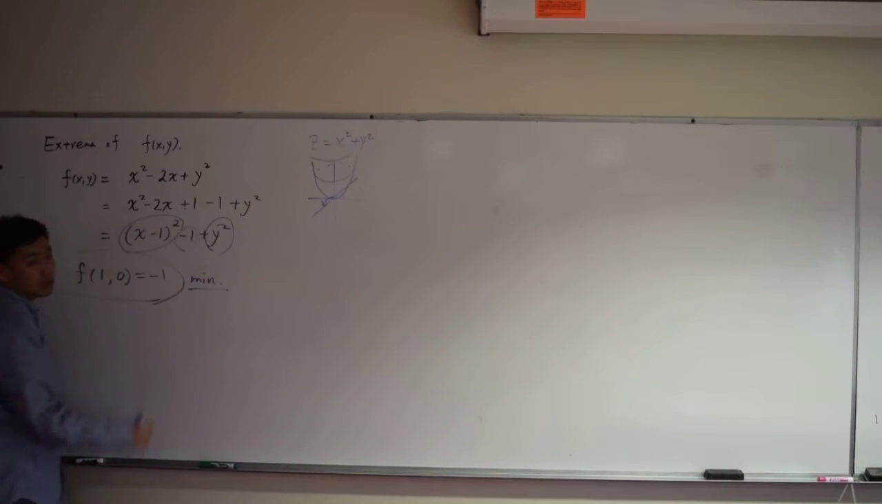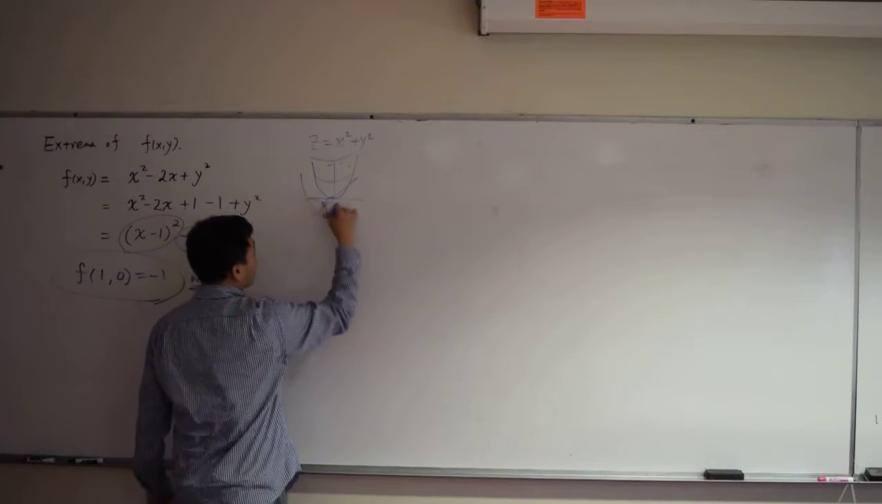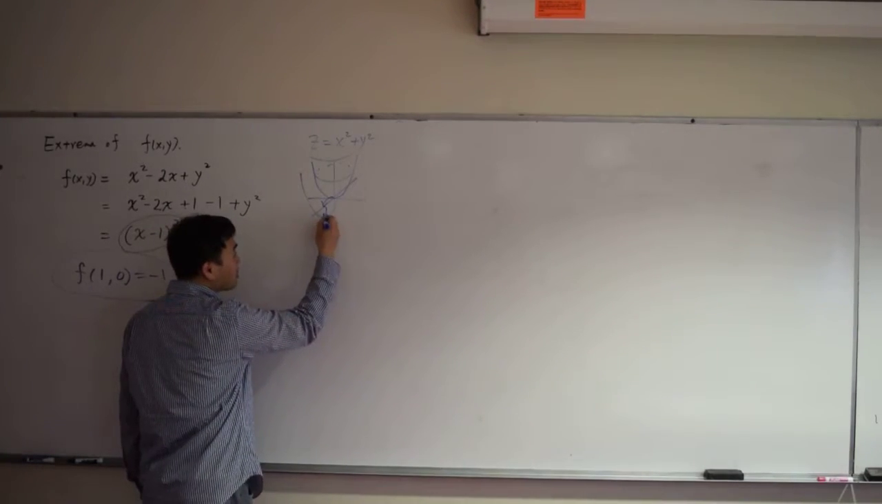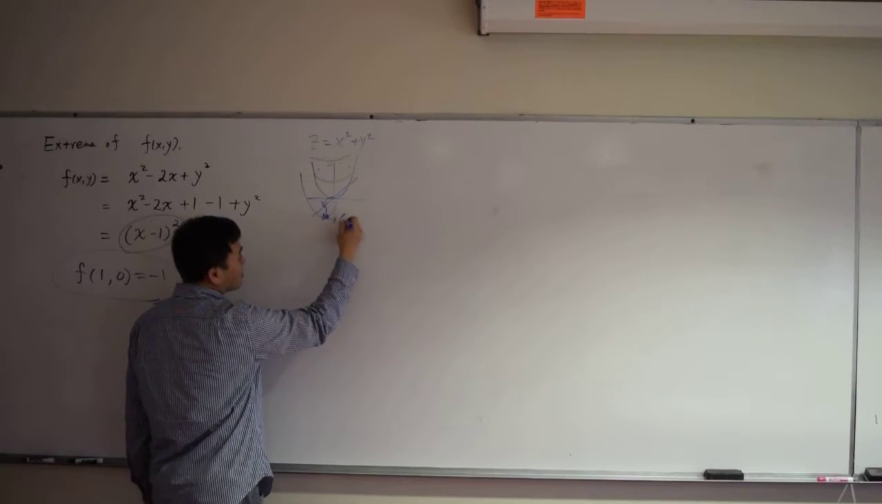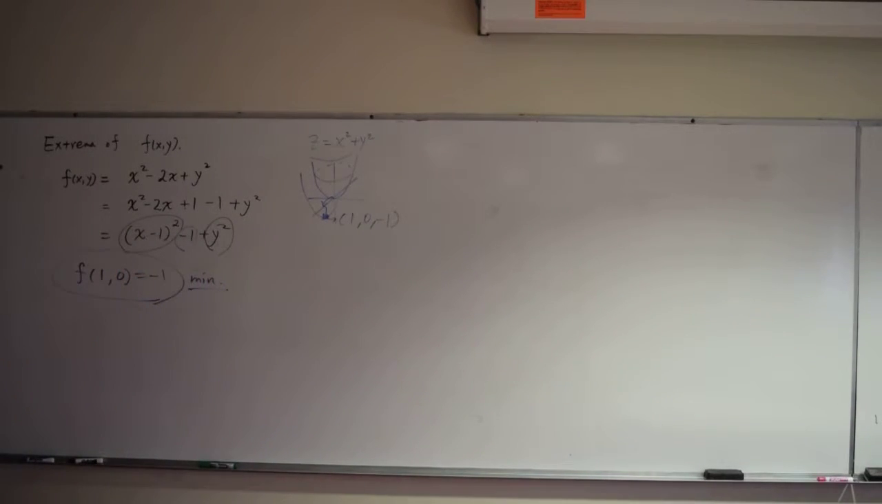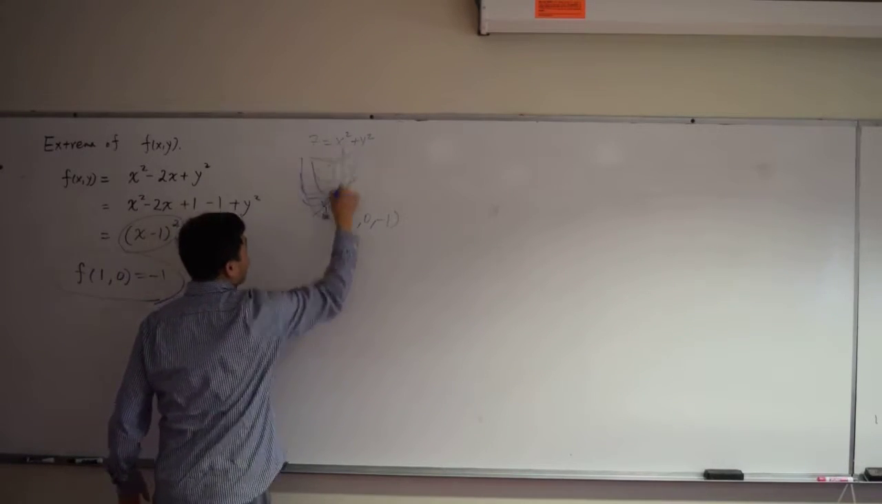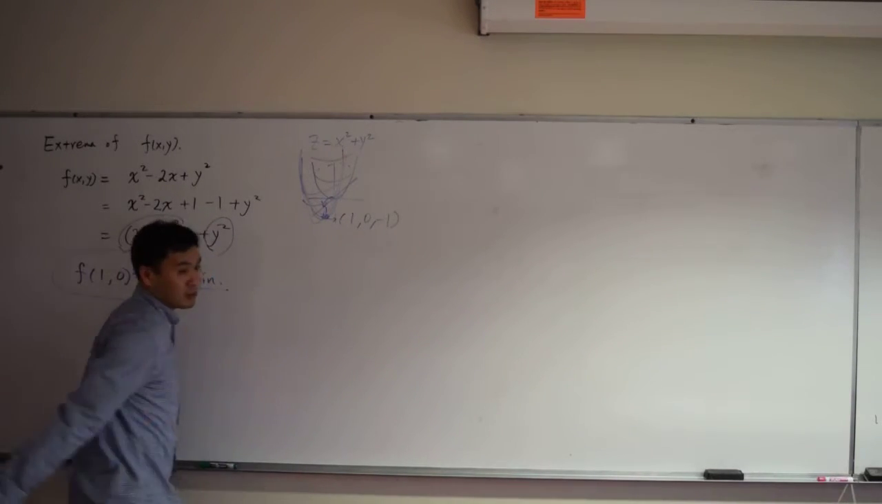And what would this minus 1 do? It will move down by 1. So it's going to move down by 1, so you're going to get this. Okay? And this lowest point here will be this point, 1, 0, negative 1. And that's why that function has the minimum value negative 1 at x equal to 1 and y equal to 0. So you can kind of see where that's from. Okay, so here's the paraboloid, and the minimum point is this.